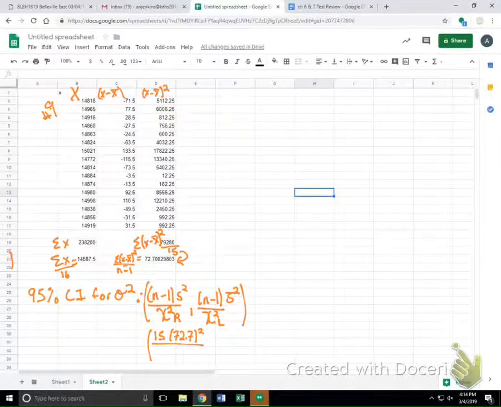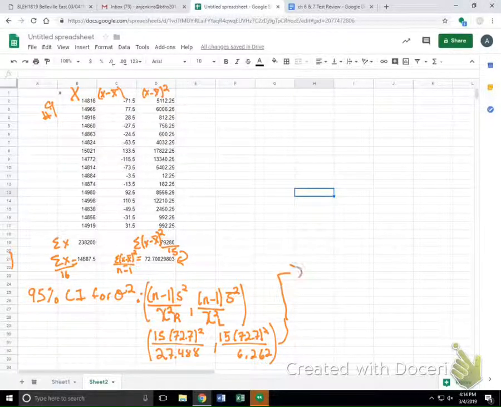You went to the back of your book to find these two values, two-tailed. You're calculating a confidence interval, and this is with the chi-squared table. You ended up with 27.488. And over here you have 15 times 72.7 squared all over 6.262, which brings me over here to have an interval of 2,884.14, 12,660.39.